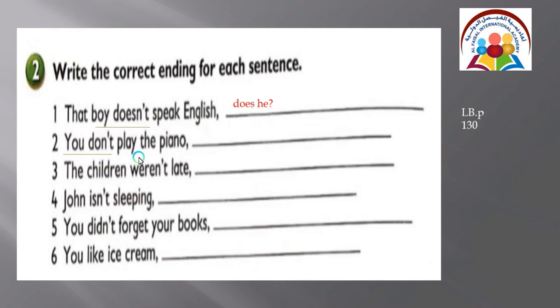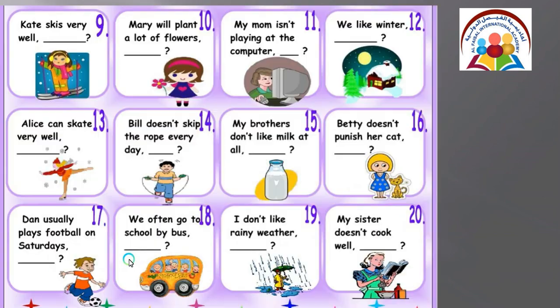You don't play the piano, do you? The children weren't late, were they? John is not sleeping, is he? You did not forget your box, did you? Why do we say here did you, not do you? Because here we are talking about the past. You did not, we use didn't in the past. So you didn't forget your box, did you? You like ice cream, do you?